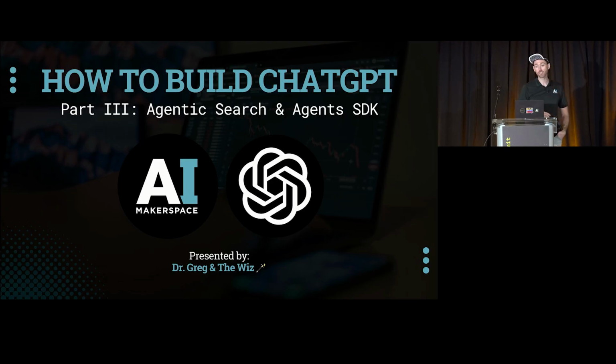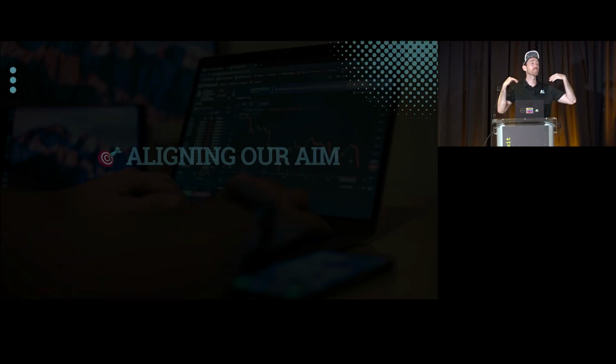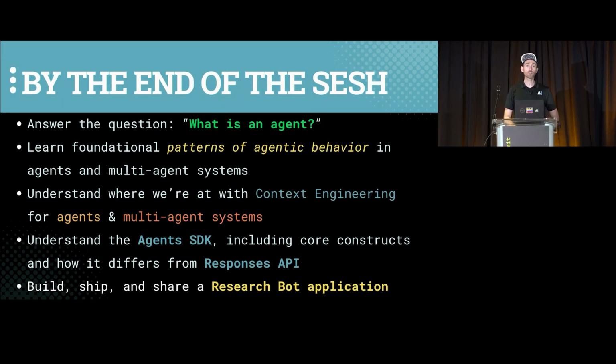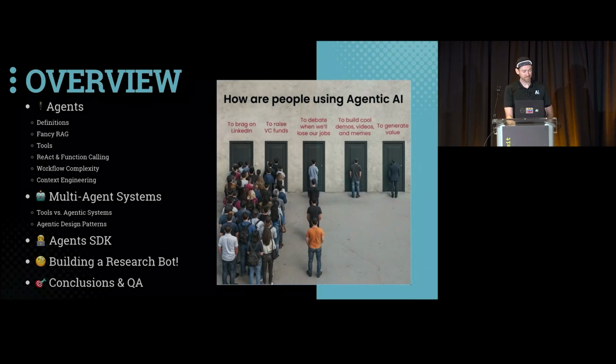Okay, we're going to talk agentic search. If you stick with us for the next little session, the next 45 minutes or so, you're going to learn exactly what an agent is. You're going to learn exactly what the pattern of agentic behavior is. You're going to understand where we're at with context engineering in agents and multi-agent systems, the latest and greatest of what you need to know. And we're also going to understand how to leverage the Agents SDK. This is from OpenAI. This is the next layer on top of the Responses API. And we'll build, ship, and share something that's already in the repo.